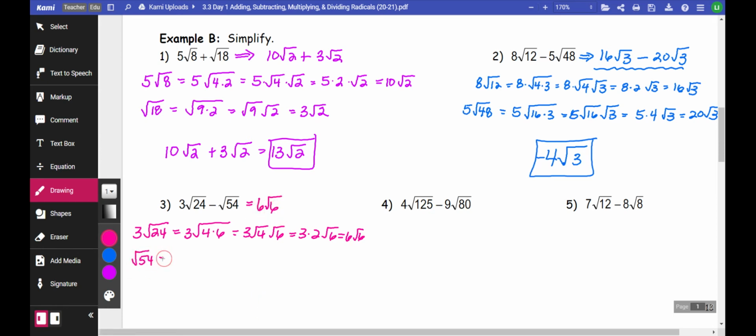Square root of 54 is 9 times 6. Square root of 9, square root of 6, 3 root 6. So now I'm working with 6 root 6 minus 3 root 6, and I get 3 square root of 6. Okay, number 4.